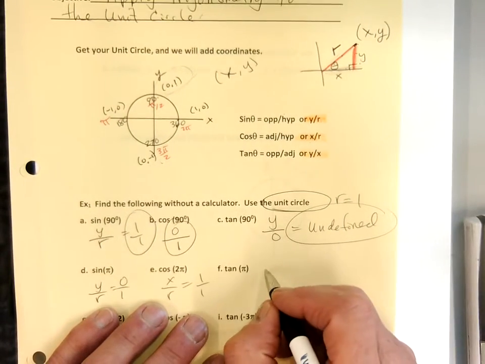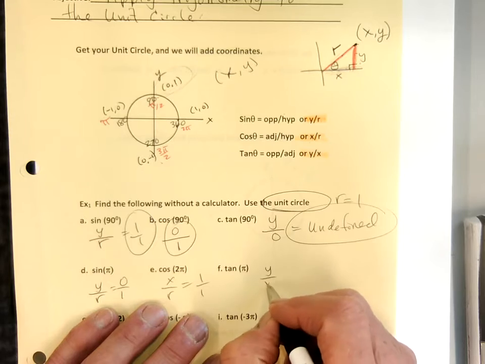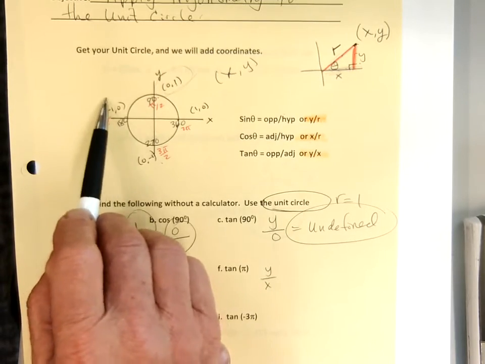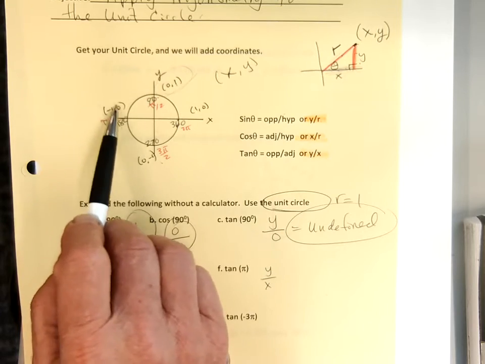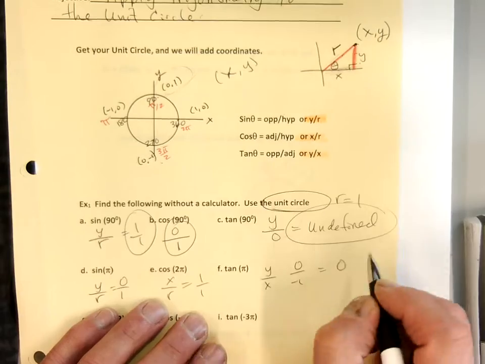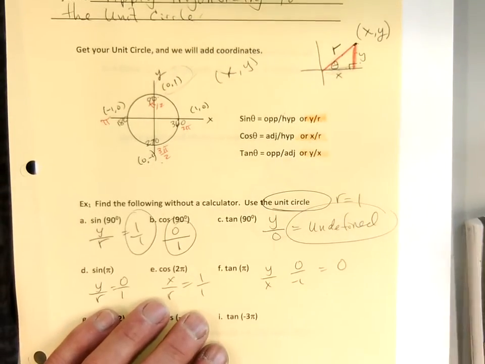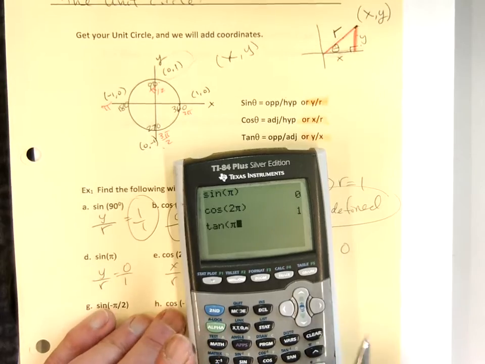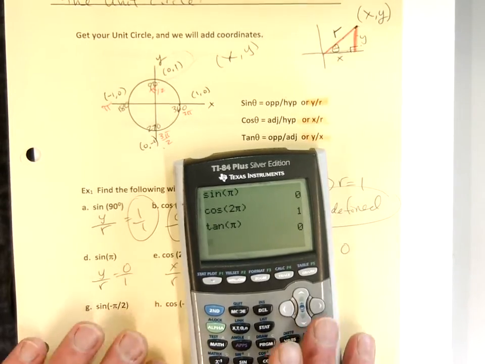Tangent of pi. Well, tangent's the y over the x. Here's my pi, so it's going to be y over x. What's it going to be? 0 over negative 1, which is just 0. You can have 0 on the top. In fact, I can check that. What's tangent of pi? Well, 0. We're so smart.